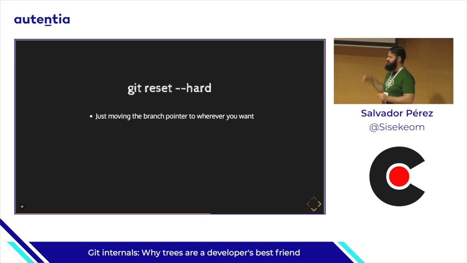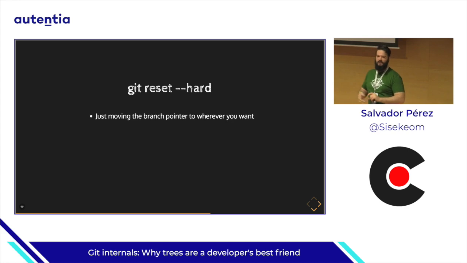This is the default reset. If you don't need to write the --soft, it's just git reset. It will basically move again the pointer to the branch you have told it to, or move the branch to the commit you have pointed to. And it will diff the origin and the destination and leave you those changes as uncommitted changes.